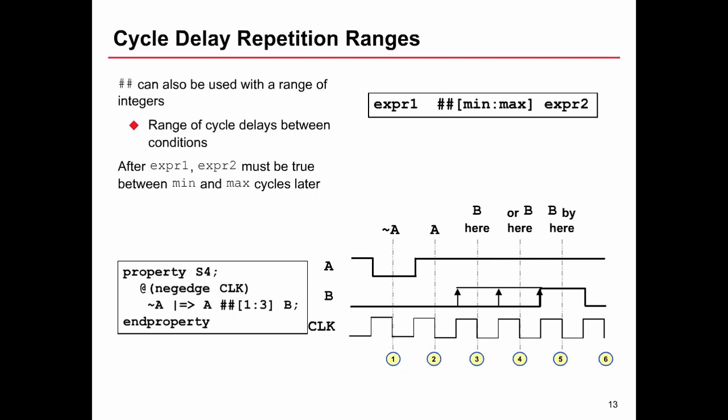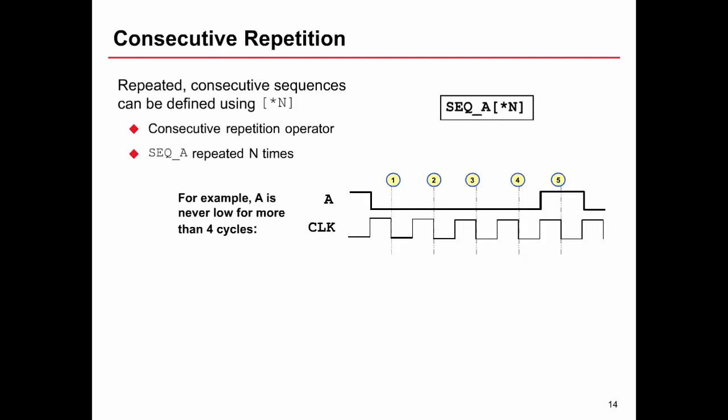However, if we reach cycle 5 and we've had no B yet, then that exceeds our maximum amount of time we are allowed to wait. So we set a maximum of 3 cycles. So if we don't observe B on cycle 5, then that will be a failure of the assertion at cycle 5. Consecutive repetition allows us to repeat a sequence n number of consecutive times.